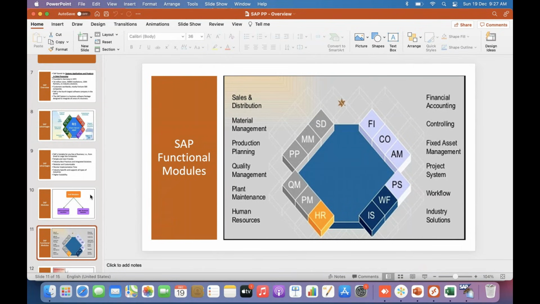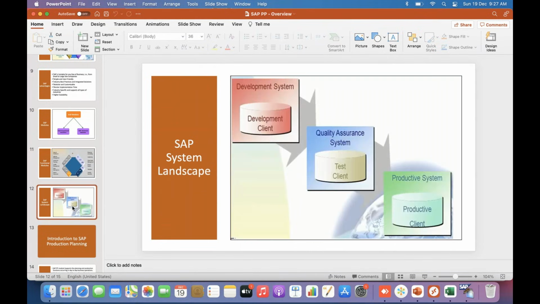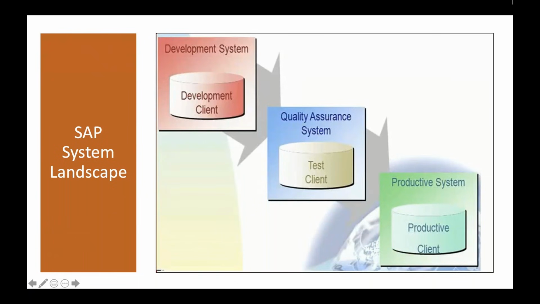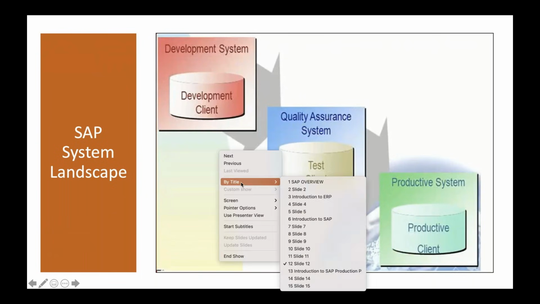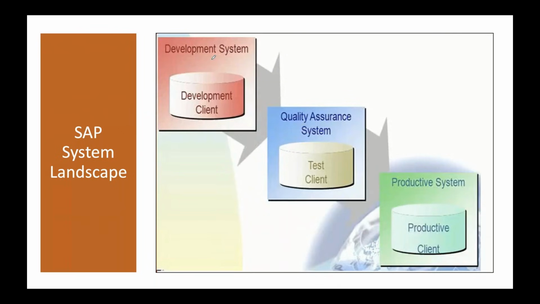And now we will talk about system landscape. Normally, whenever they implement an SAP system, they will use three servers basically. You will have a development server, development system, where you design and configure everything. This is called the development system. Normally, as functional consultants, we will be doing all this development in the system.